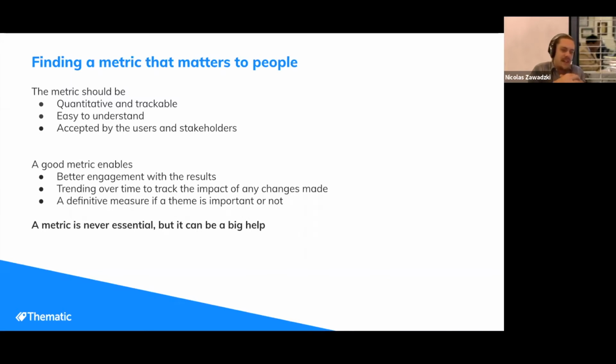A metric also allows for better trending over time, so that you can measure: okay, I've identified an issue, now I'm going to make changes, and I have a recognized scale to be able to acknowledge, has it got better or has it gotten worse?